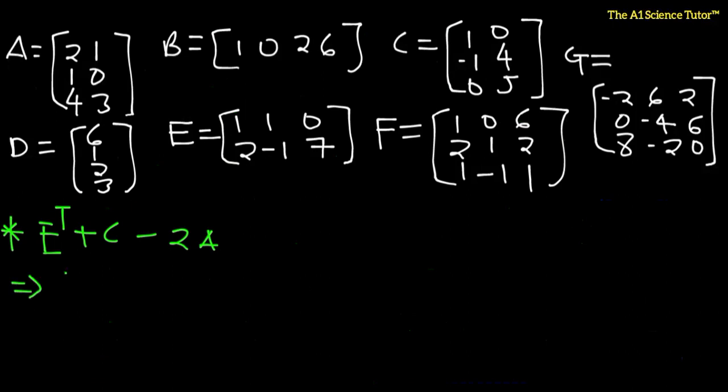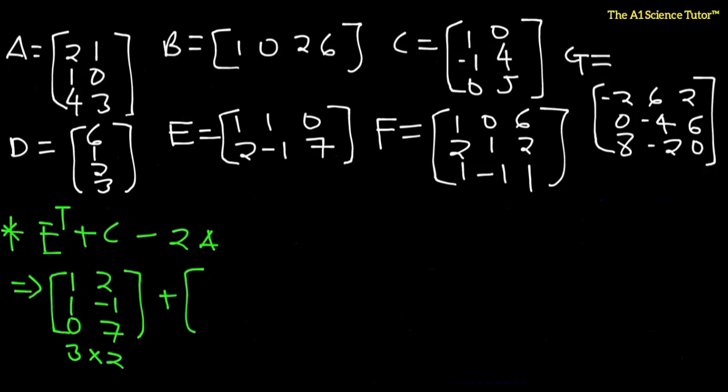So what is E transpose? Now E transpose would be 1, 1, 0, and we're going to have 2, negative 1, and 7. As you can see, this is 3 by 2, because we have 3 elements in the column and 2 elements in the row. So we need to add this to the C. So C, we got 1, negative 1, 0, and we got 0, 4, and 5. So let's add these ones.